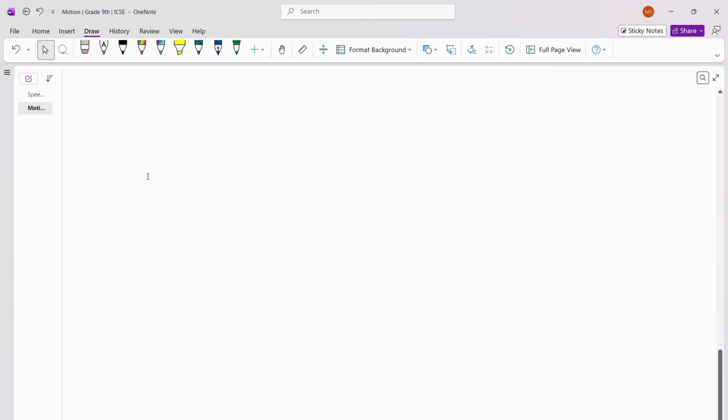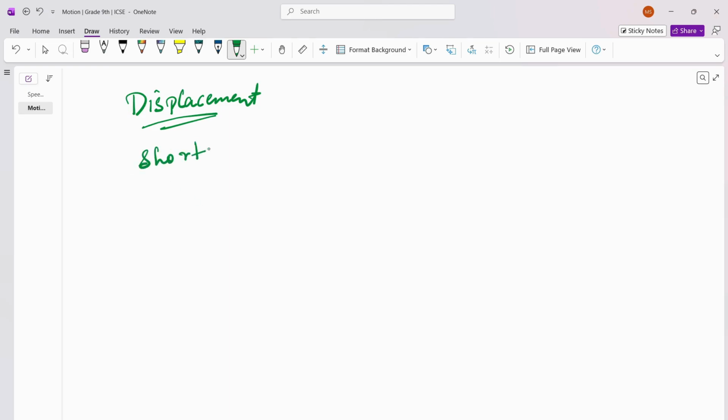Okay, now coming to displacement. So what do you think displacement is? It is the shortest path. For you to remember it and understand it in a simpler way, it is the shortest path. Okay, shortest path. So an object displaces from one point to another point, right? The shortest path followed by it is the displacement.